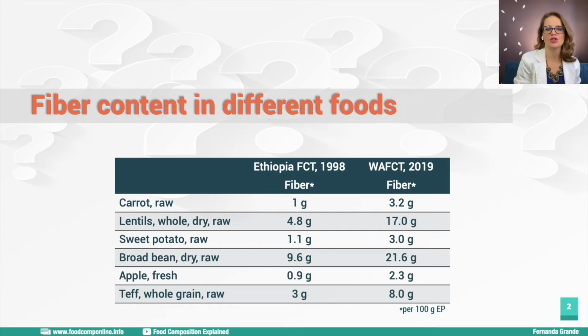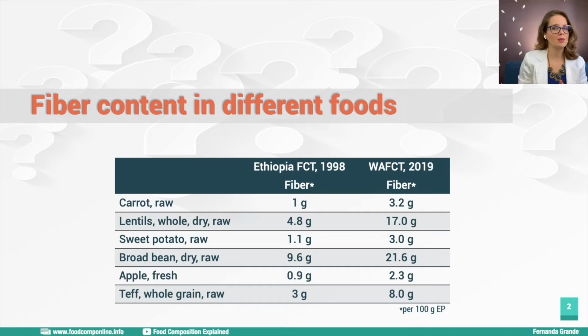They are the last versions of food composition tables available in 2021 for Ethiopia and West Africa. In the first column here we can see the data from the Ethiopian food composition table, and here we can see the data from the West Africa food composition table. And as we can see here, the values comparing the two food composition tables are very different, and the West Africa food composition table has much higher values for fiber when we compare to Ethiopia.